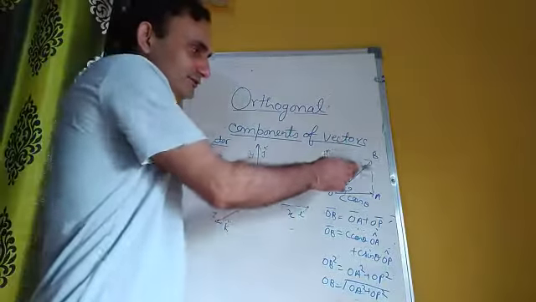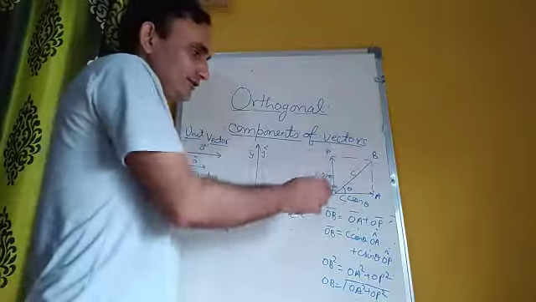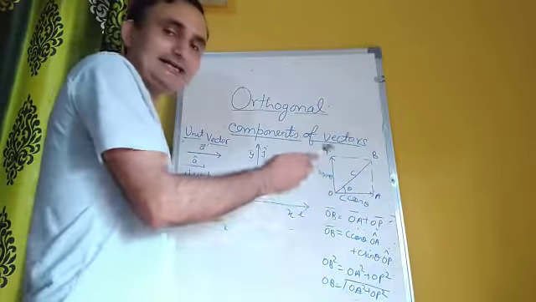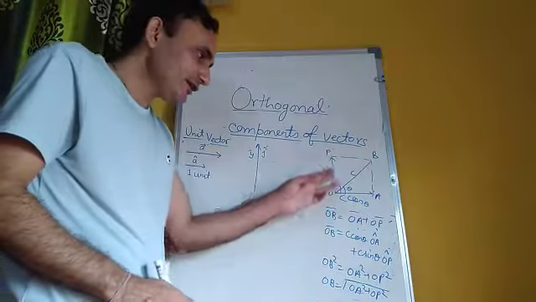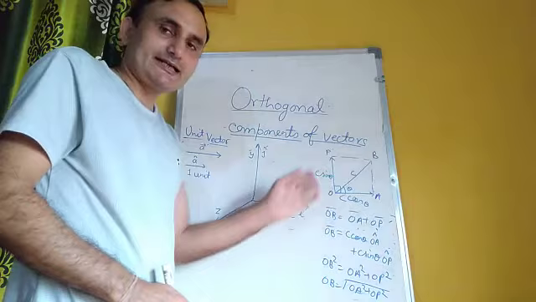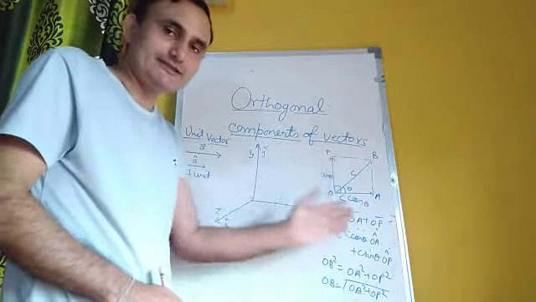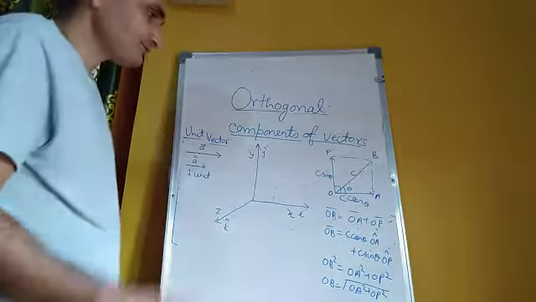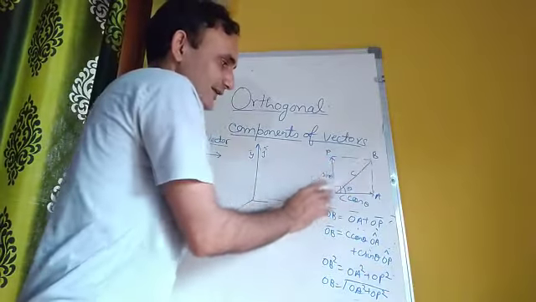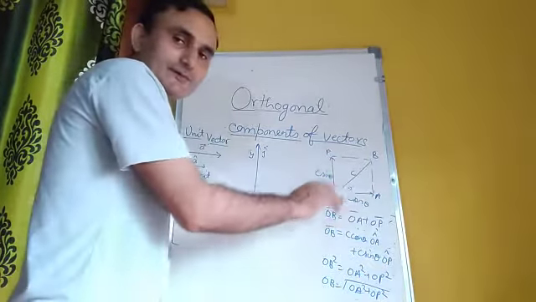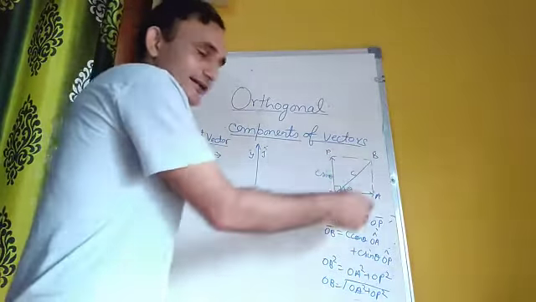Rectangular means that we are breaking this vector into two components which are at 90 degrees, and because of this a rectangle is formed. So that's why we call these rectangular components. Now we will move from here only. This vector has two components which are perpendicular and are in the same plane.